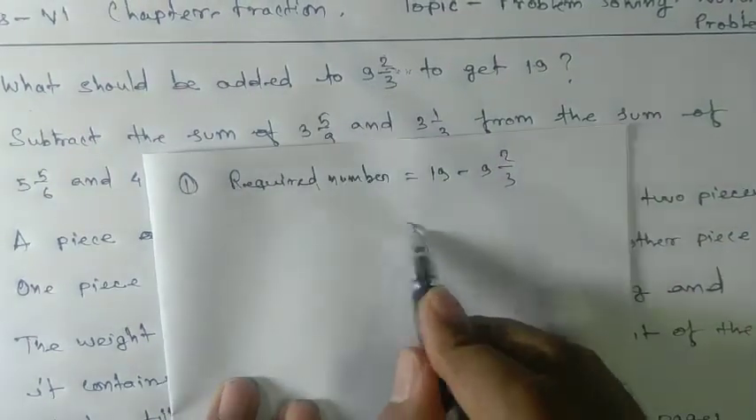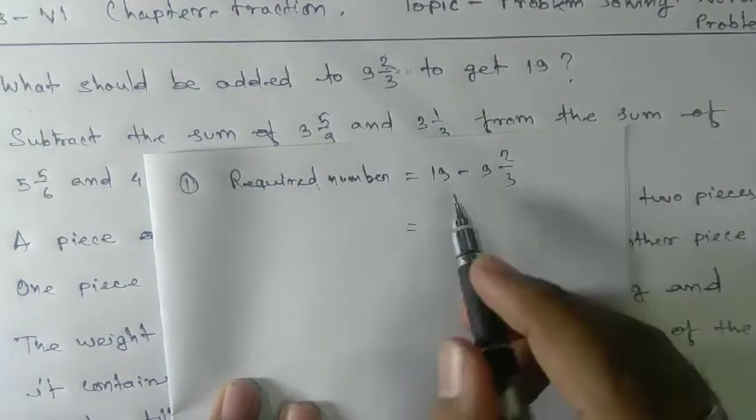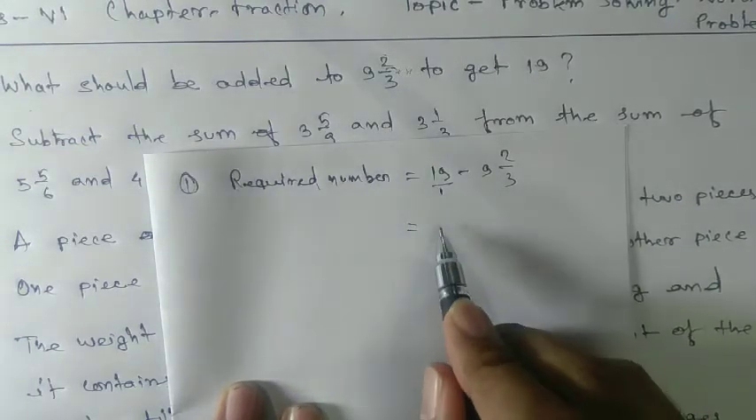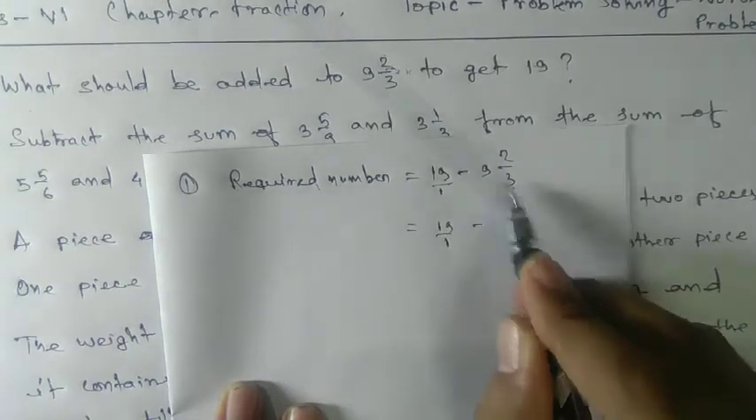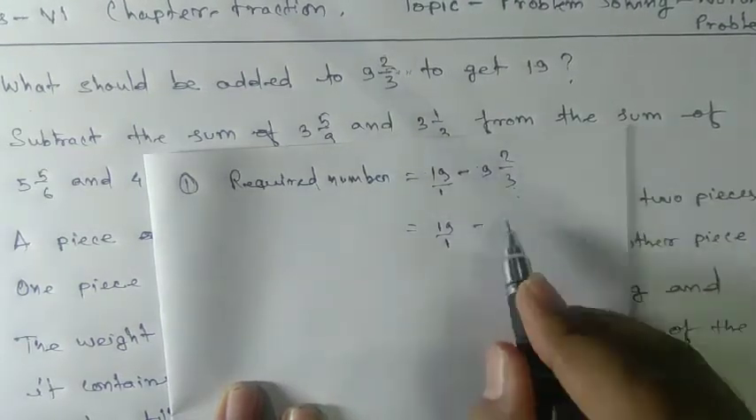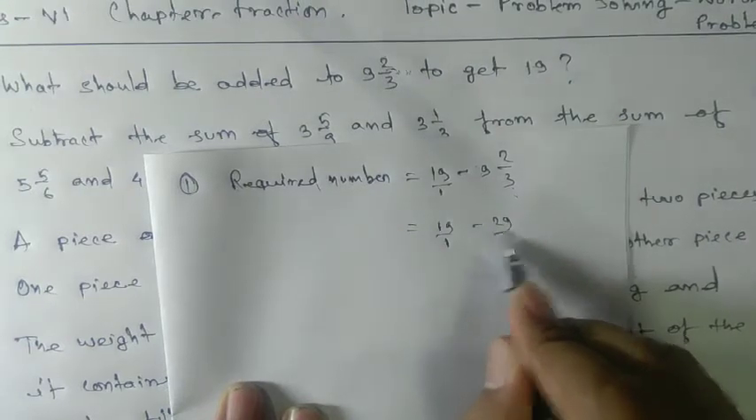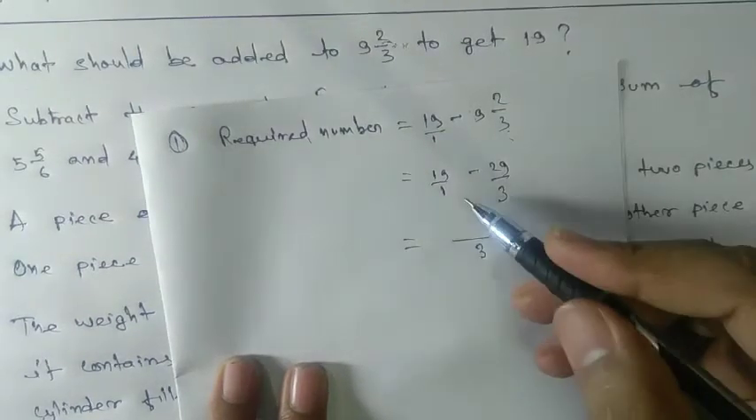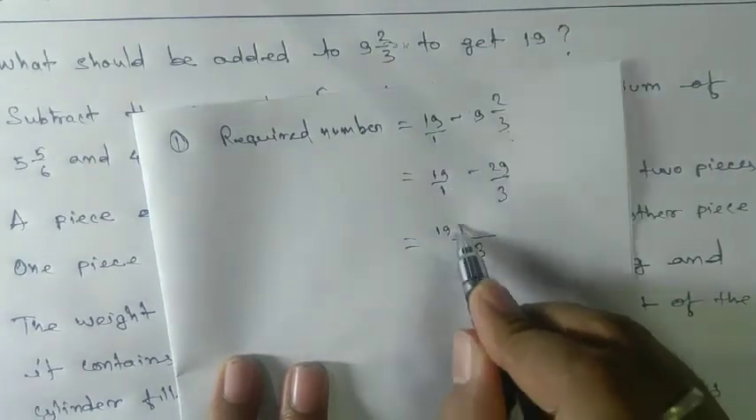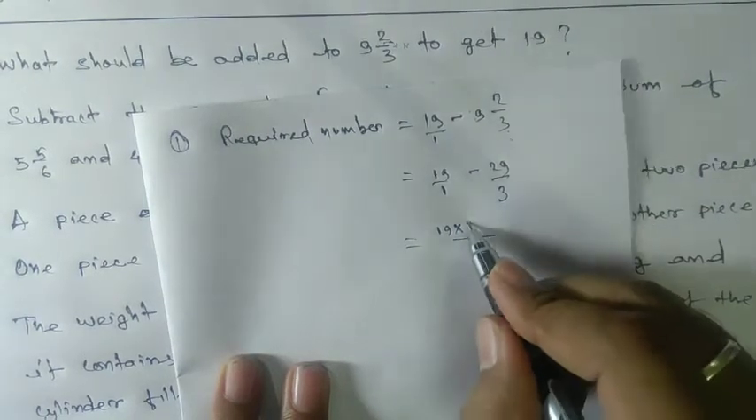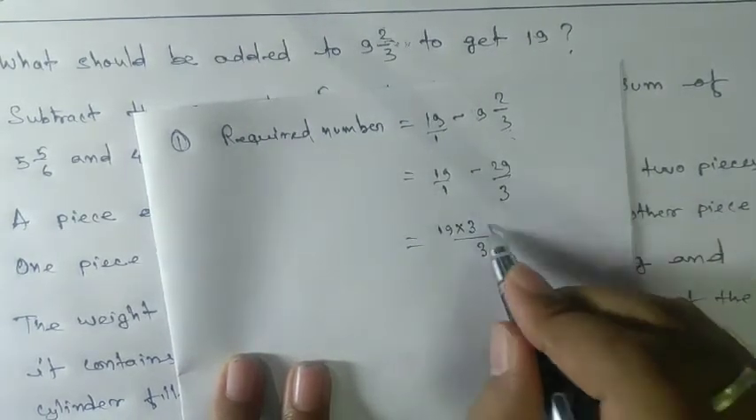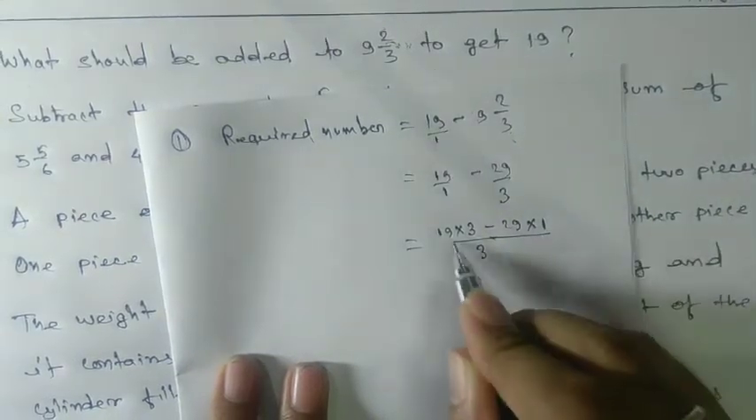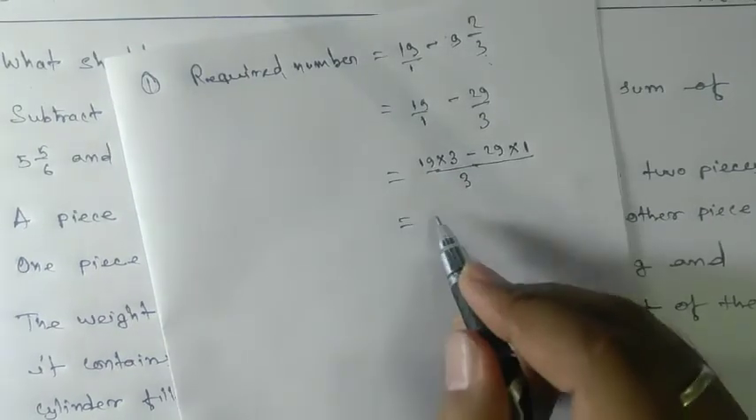Now how are you going to solve it the way we have done? Here you need to take the denominator as 1, so 19 by 1 will remain. What we get is 27 plus 2, 29 by 3. Next, take the LCM, 3. Here 19 will be there. In the 1 table, where is 3? 3, 1, 3. Next, 29 into 1, in the 3 table, 3, 1. Now you get the value.